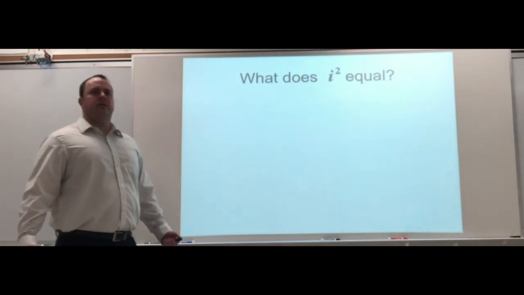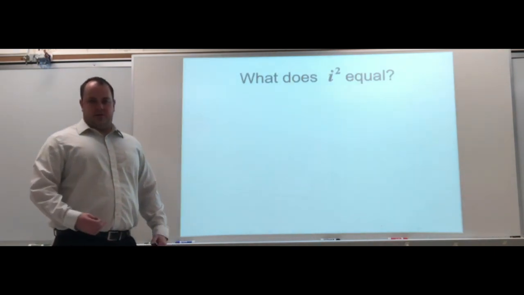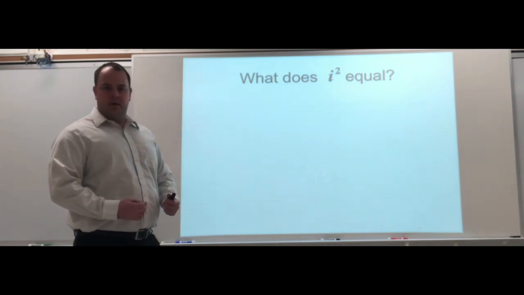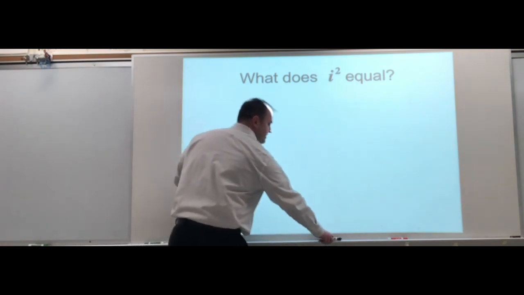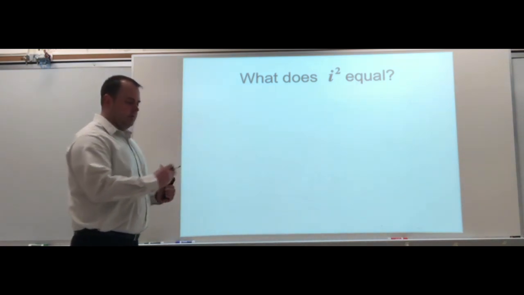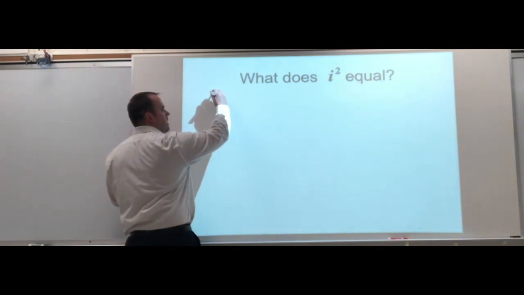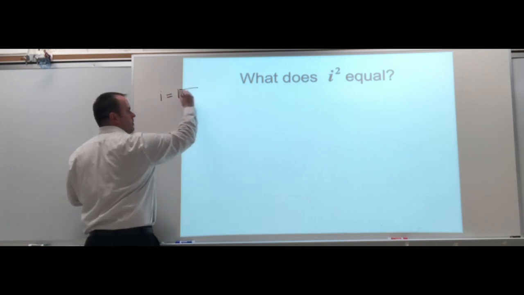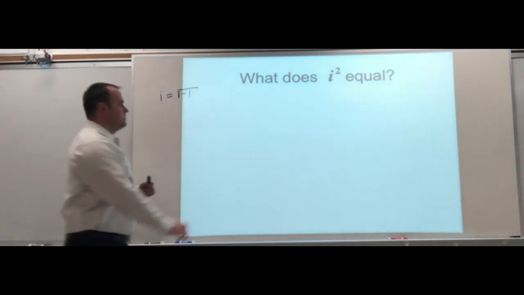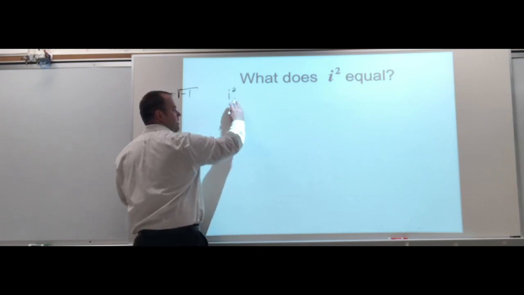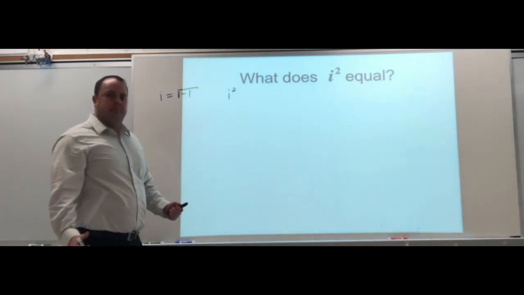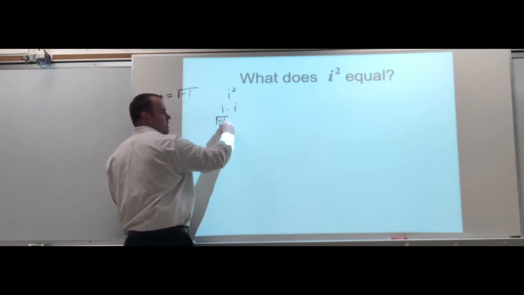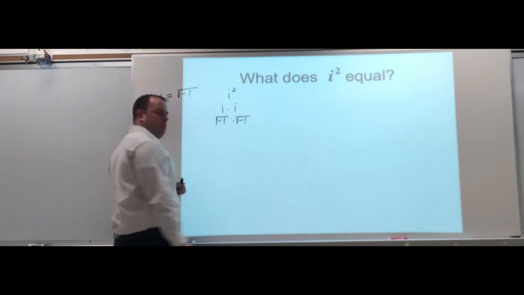Now we have to think about what is the value of i squared. We know i is what you get when you take the square root of negative 1. So let's think about how we can break down what i squared is. I'll put it over here: i equals square root of negative 1. So if we have i squared, think of another way that can be written. That can be written as i times i, or square root of negative 1 times square root of negative 1.